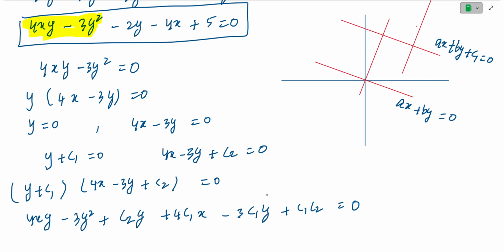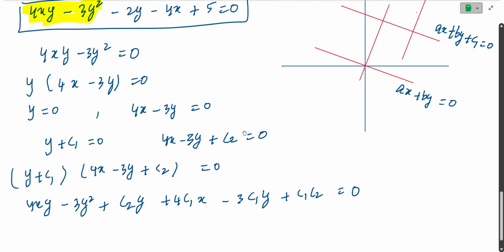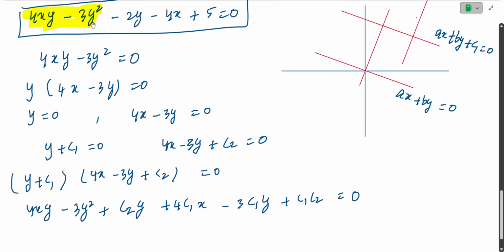Okay, so now the given pair of straight line equation is 4xy minus 3y square minus 2y minus 4x plus 5 is equal to 0. Let me highlight the y part. The coefficient of y here is minus 2, while the coefficient of y in the expanded expression is c2 minus 3c1. Let me write that.